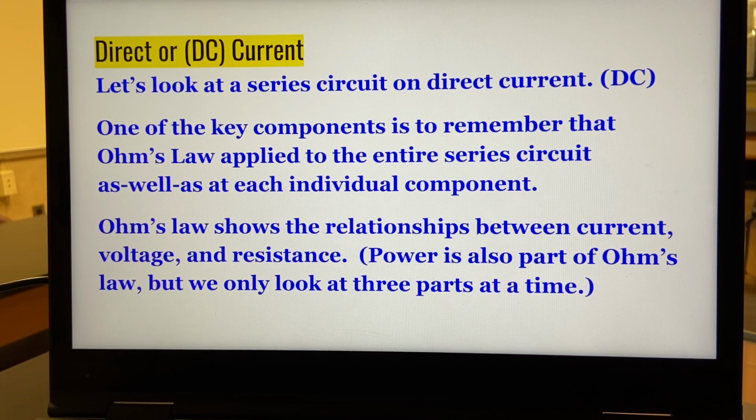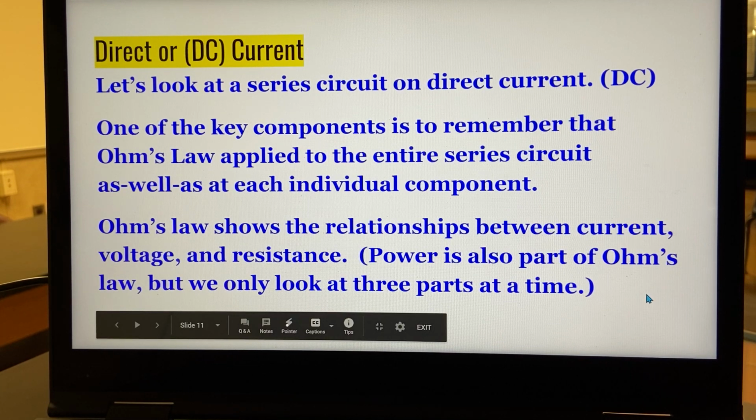One of the key components is to remember that Ohm's law applies to the entire series circuit as well as each individual component. Ohm's law shows the relationship between current, voltage, and resistance. And we can also throw power in there. But when we first looked at Ohm's law, we looked just at E equals IR, and then we rearranged that formula.